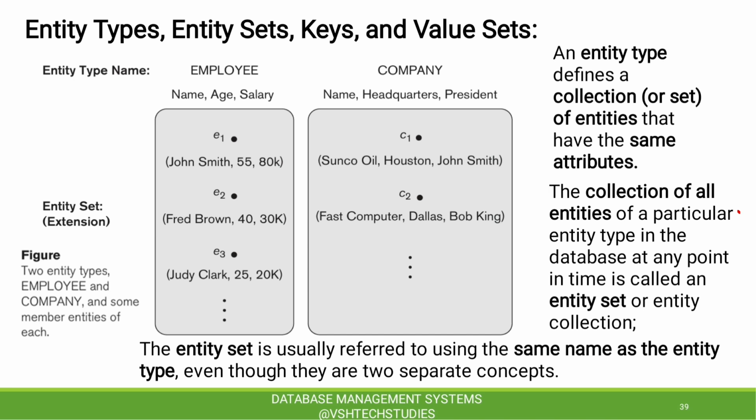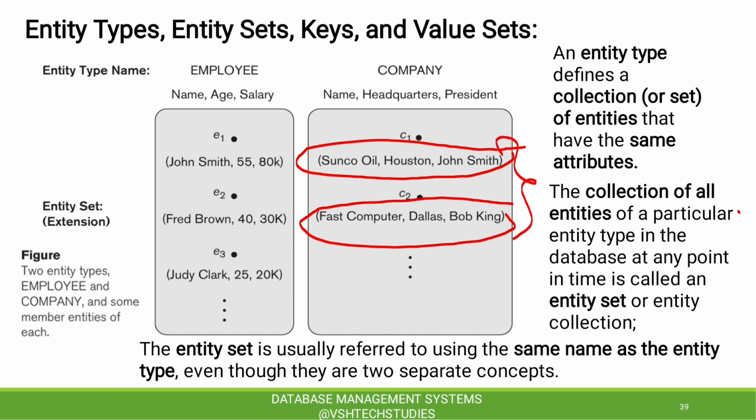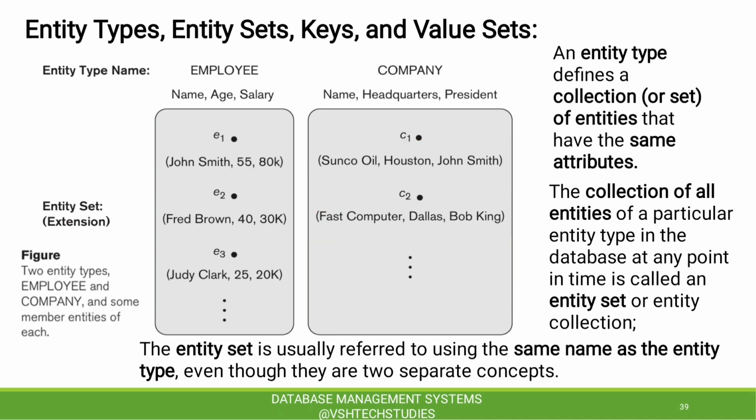The collection of company entities C1 and C2 together is called the company entity set. The value sets which are stored together in the company database are called the extension of the company entity type. And that is all about entity types, entity sets and value sets. About keys or key attributes we shall see next. Okay.